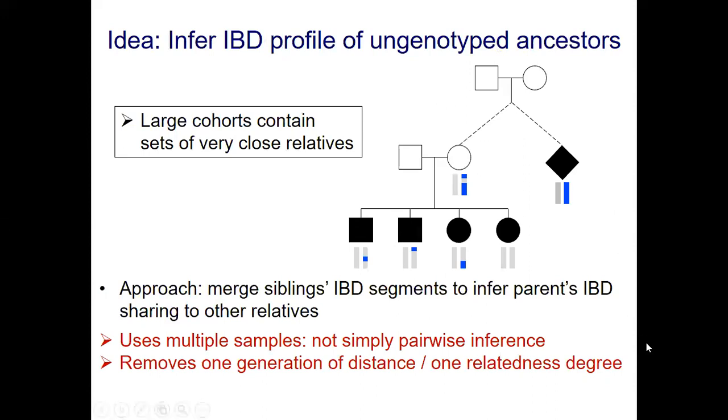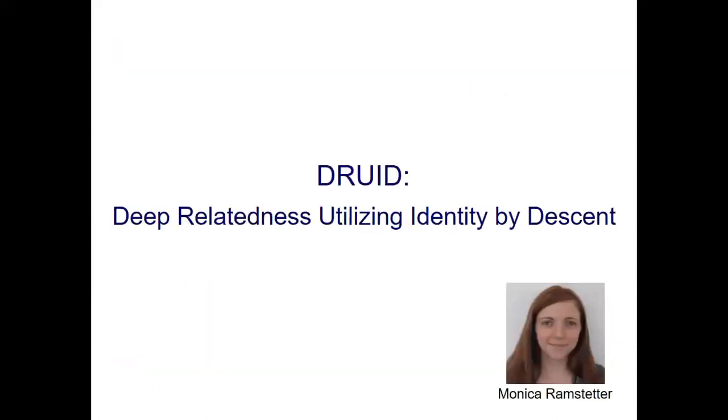And as I'll show you in a moment, this turns out to be very effective. And I'll mention that on the previous slide, the methods that we had done analyses with were all pairwise. So this is moving in a direction that has only begun to be analyzed and has great potential. So the method that we've developed is called DRUID, which stands for Deep Relatedness Utilizing Identity by Descent. And this is work that was led by Monica Ramstetter, who was a PhD student in the group.